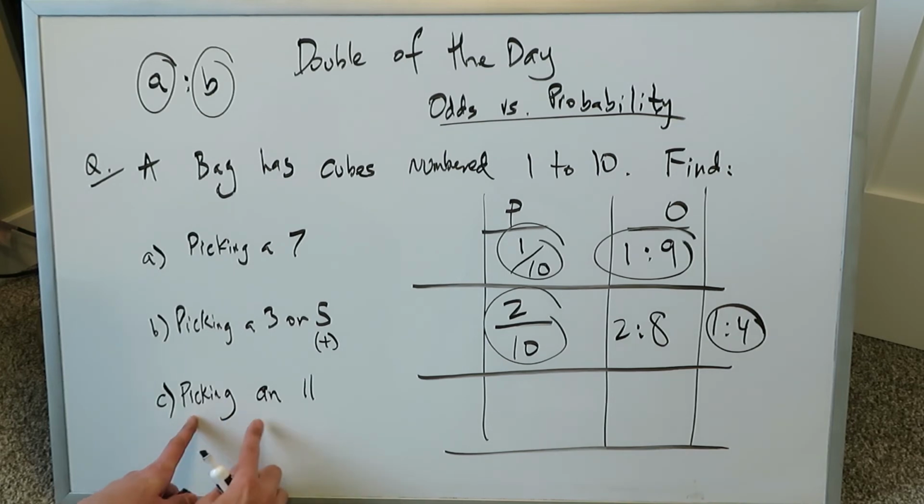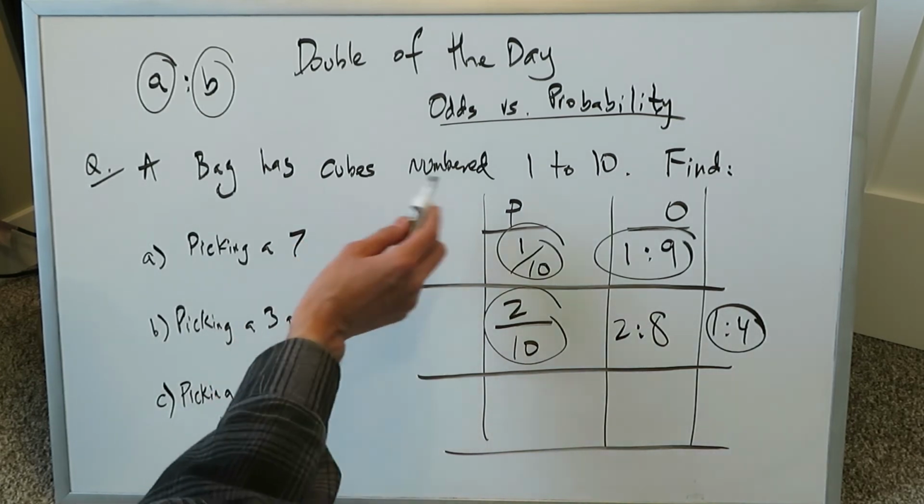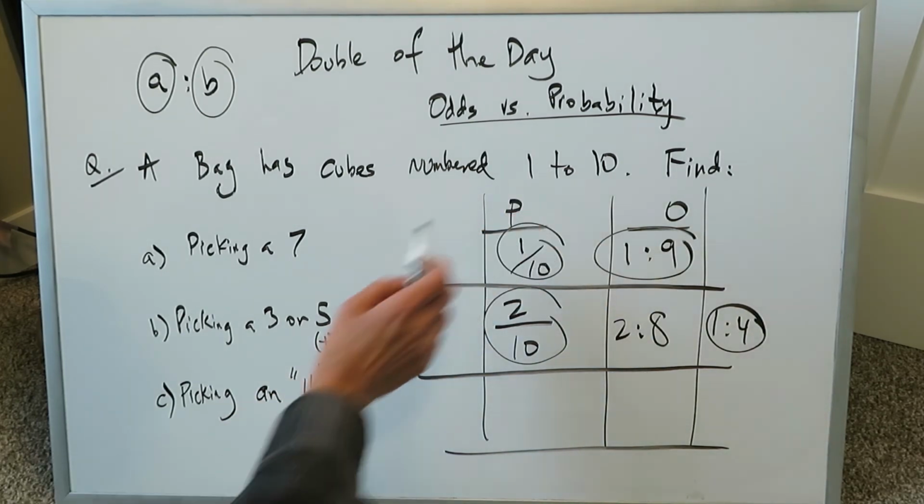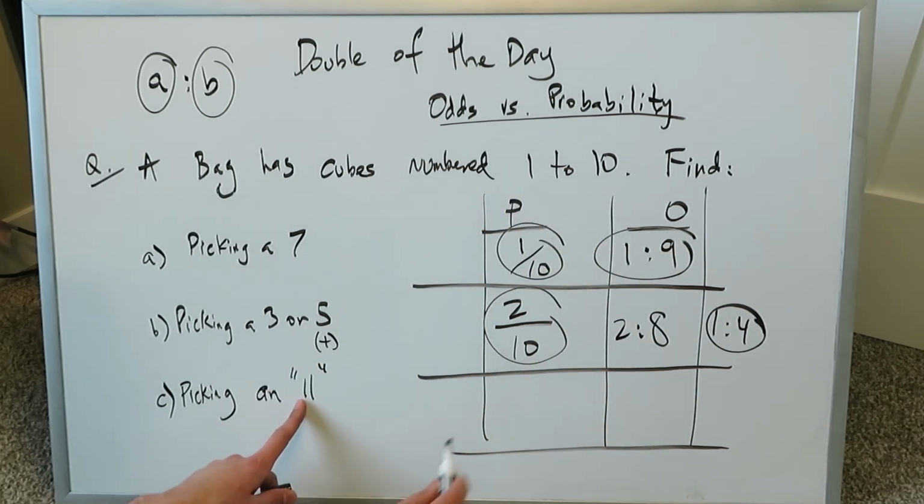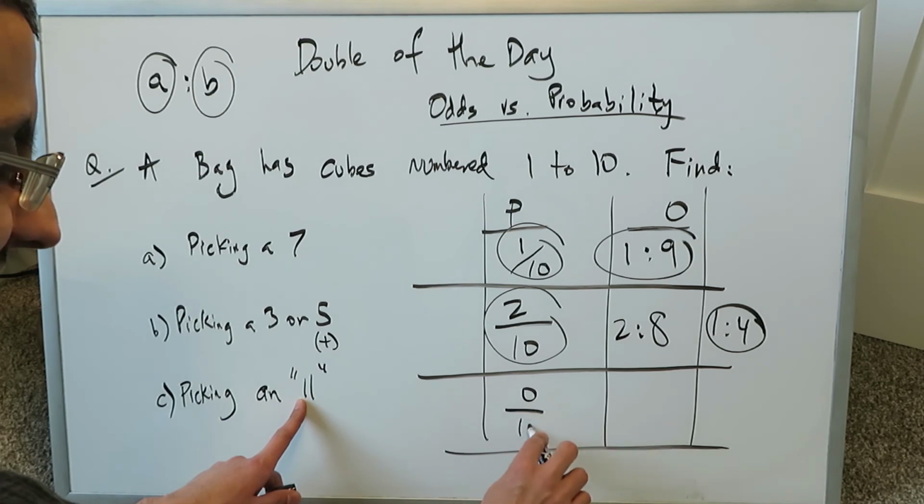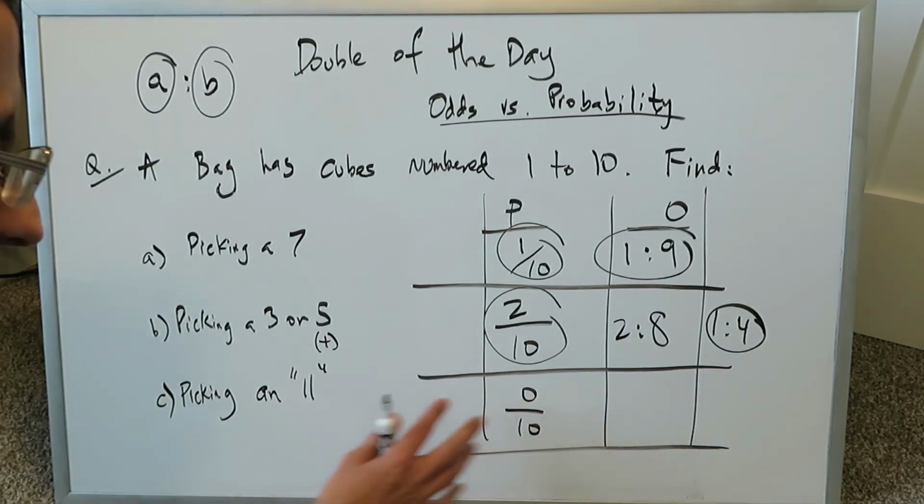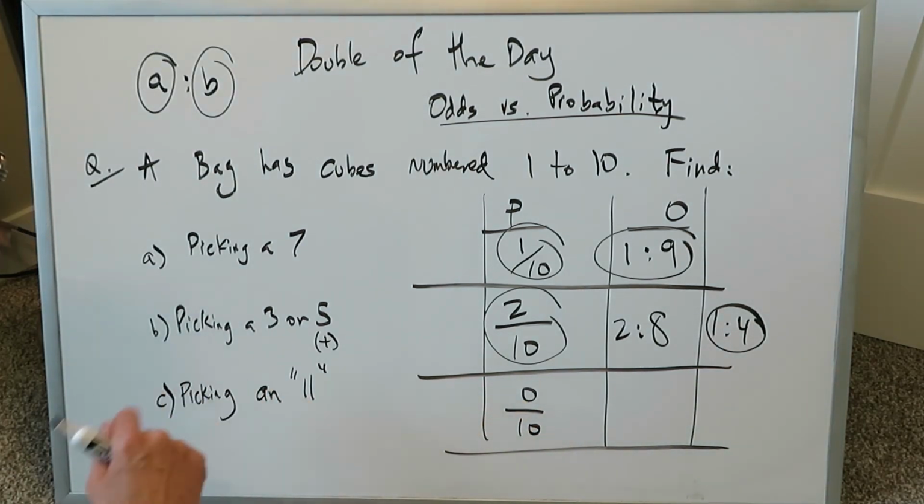What's the probability that you'll pick an 11, a cube that has a number 11 on it? You know there's no cube here with an 11 because everything is 1 to 10. Therefore, your probability of picking an 11 is 0 out of 10. The probability is non-existent that you'll pick this.